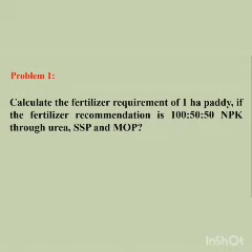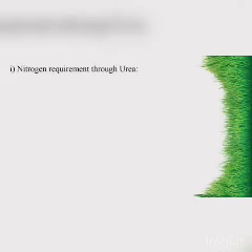Here the land holding is 1 hectare and the recommended dose is 100:50:50 NPK, and the fertilizers given here are urea, SSP and MOP, which are straight fertilizers. So here the calculation is simple and easy if we know the percent of nutrient content in these fertilizers. First, nitrogen requirement through urea.